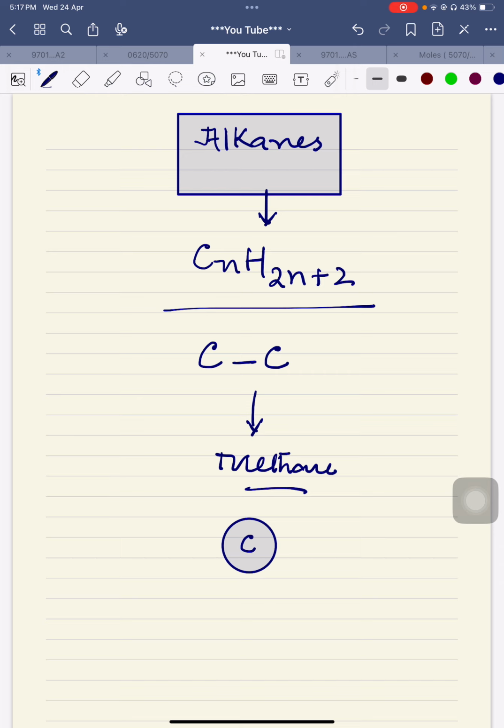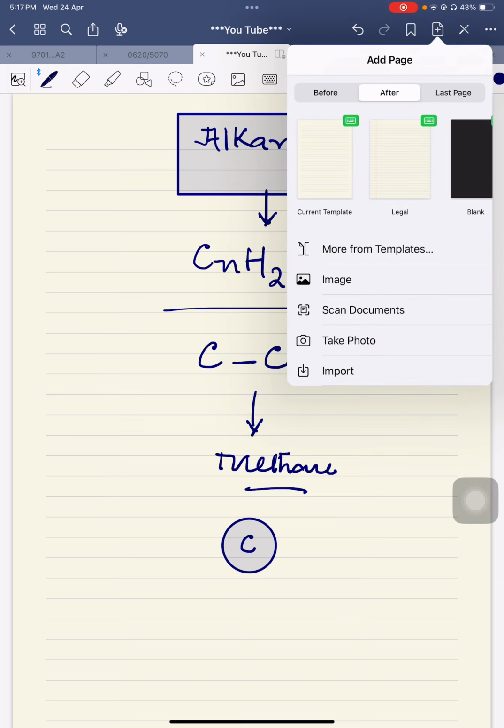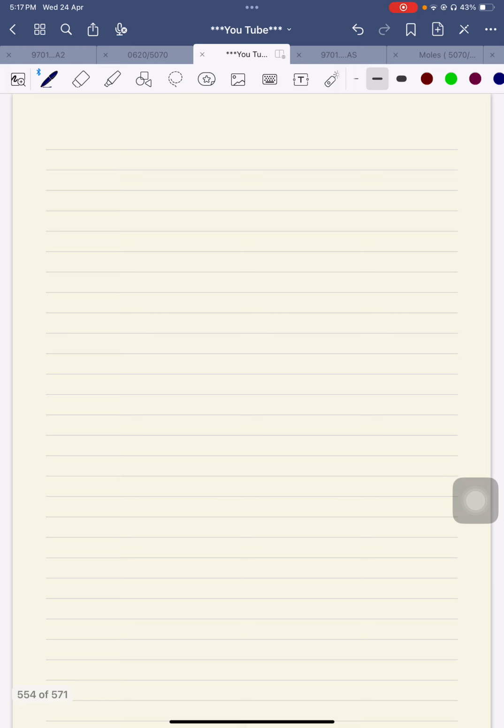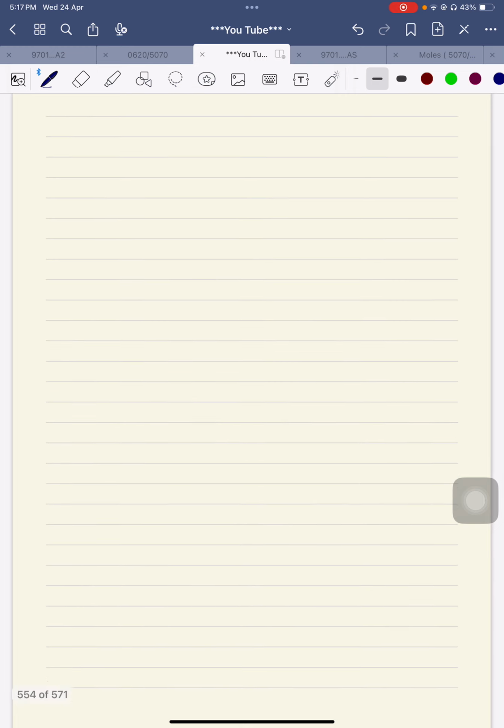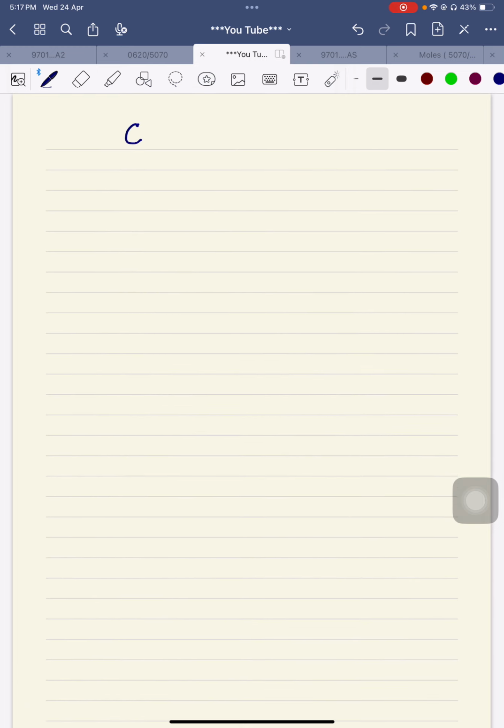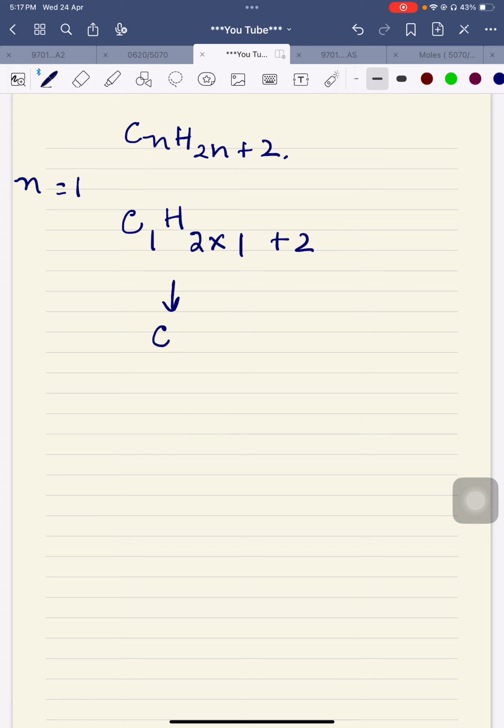Now I am on the next page, and I am telling you how we are going to develop the formula from the general formula. The general formula is CnH2n plus 2. If we have only one carbon atom, then n is considered as 1 in this case. So H will be 2 into 1 plus 2. 2 into 1 is 2, 2 plus 2 is 4. So the total formula will become CH4.